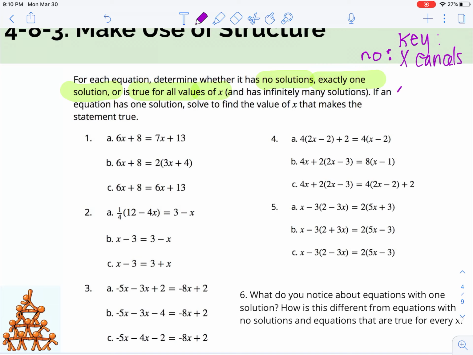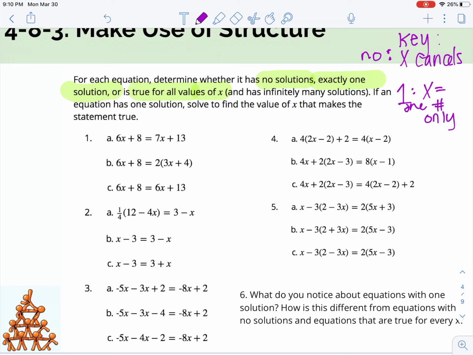Exactly one solution, so I'm going to write a 1. That means that x equals one number only. This is just a normal equation, okay? So like 2x equals 8. Divide by 2, x equals 4, right? That's all it equals. Can't equal anything else.